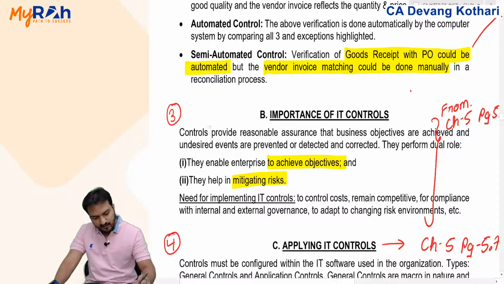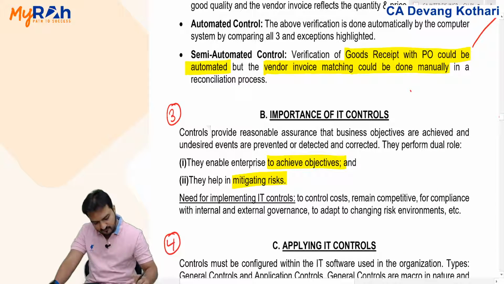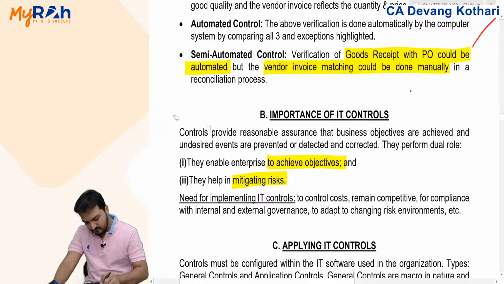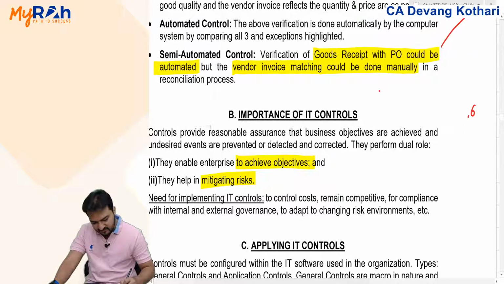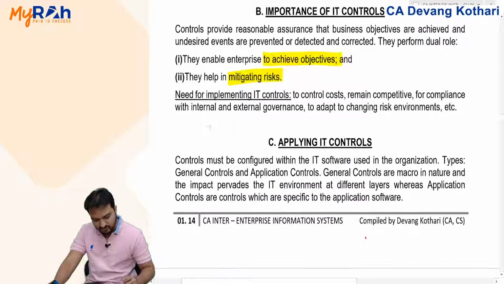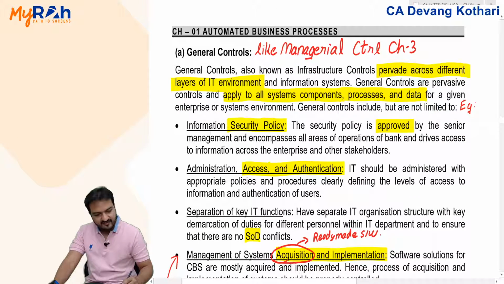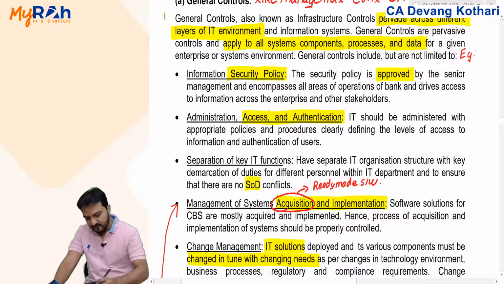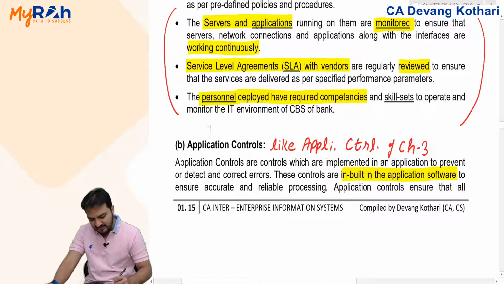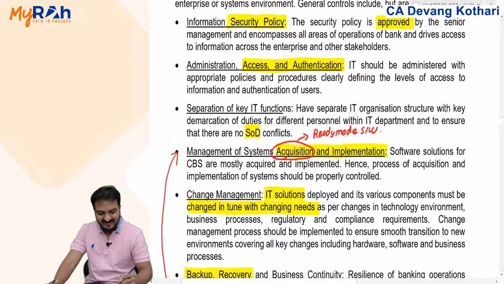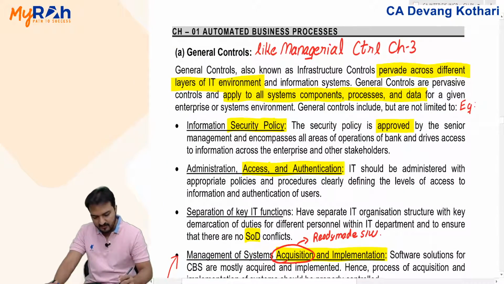Anyways, further, importance of controls, that you can read. Why are controls so important? Applying IT controls, also general discussion. Under applying IT controls, you have general controls and then application controls. General controls and application controls are somewhat what we had done in chapter number 3. General controls are like the managerial controls we did in chapter 3. Some of them I will still show you here.